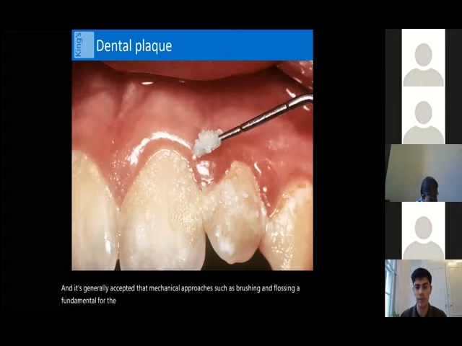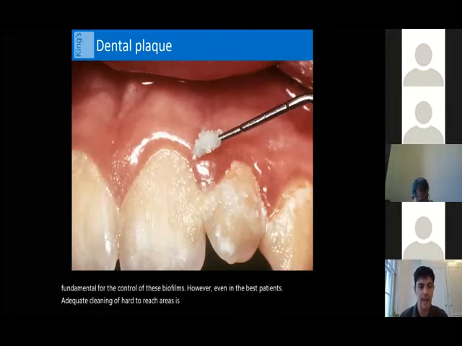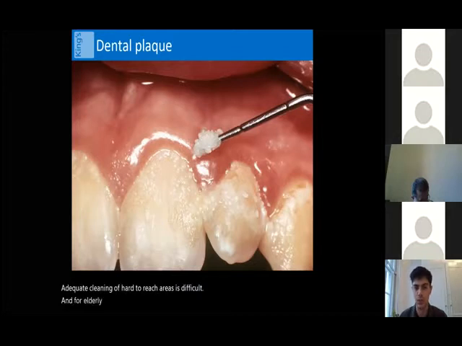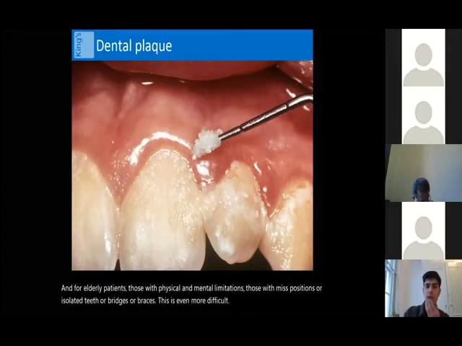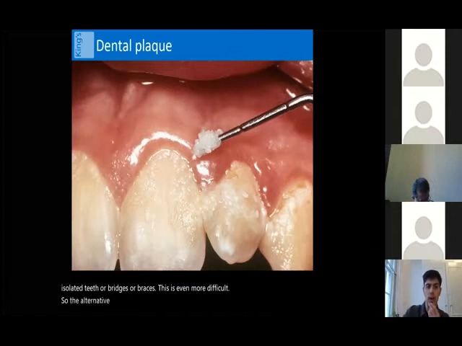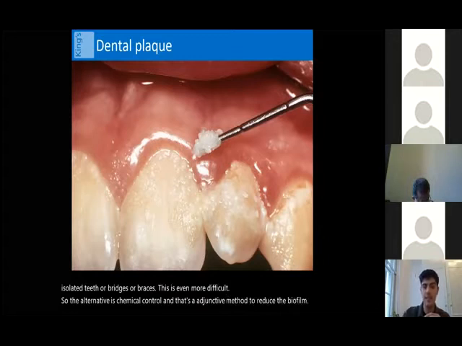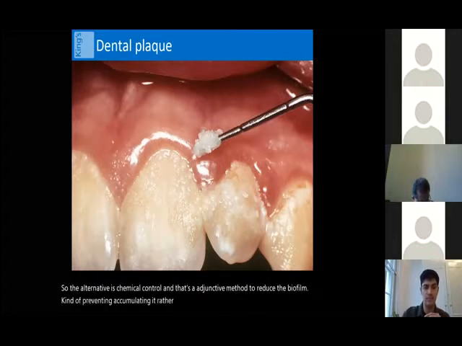It's generally accepted that mechanical approaches such as brushing and flossing are fundamental for the control of these biofilms. However, even in the best patients, adequate cleaning of hard to reach areas is difficult. And for elderly patients, those with physical and mental limitations, those with mispositioned or isolated teeth, bridges or braces, this is even more difficult. So the alternative is chemical control, an adjunctive method to reduce the biofilm and prevent it accumulating rather than eradicating it.